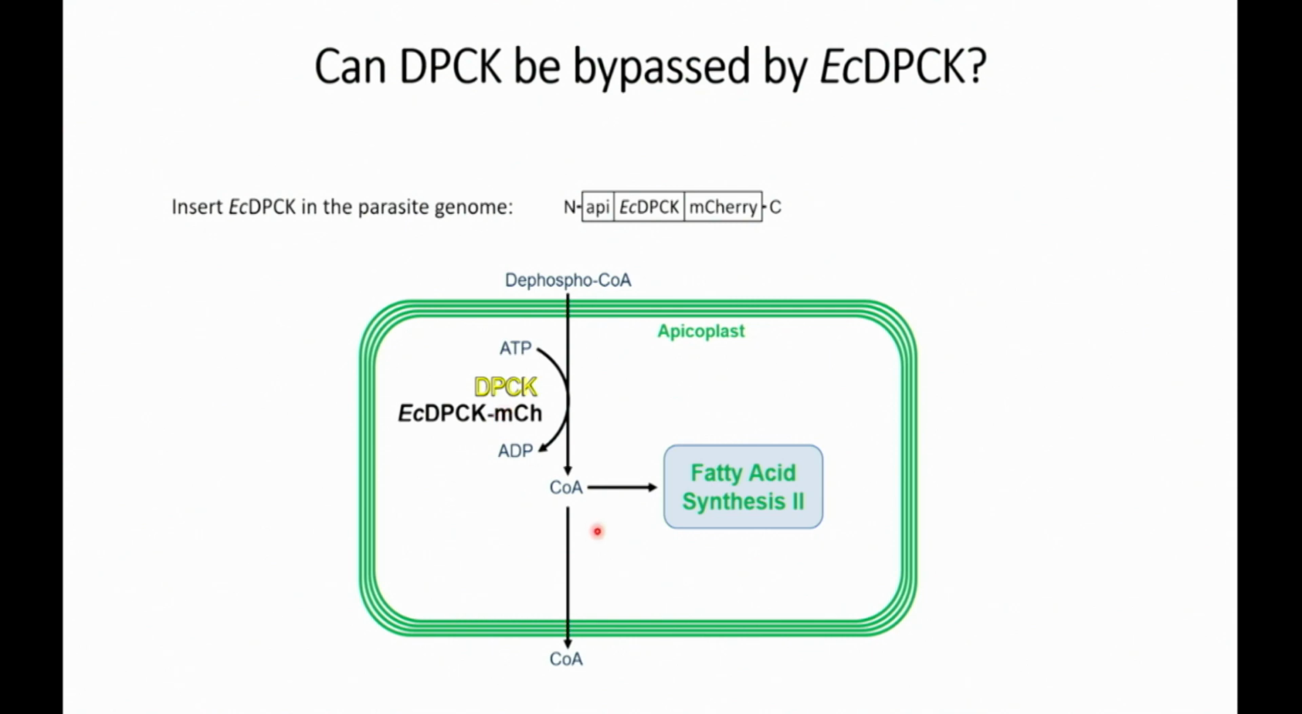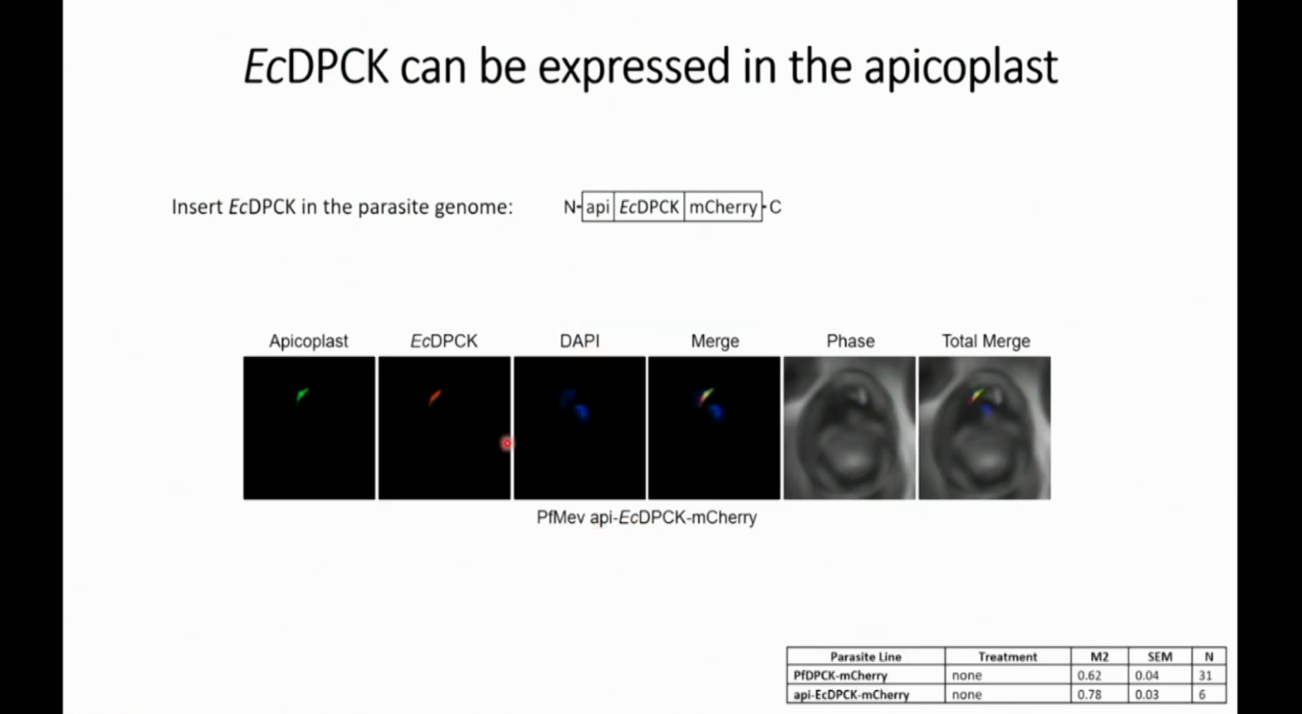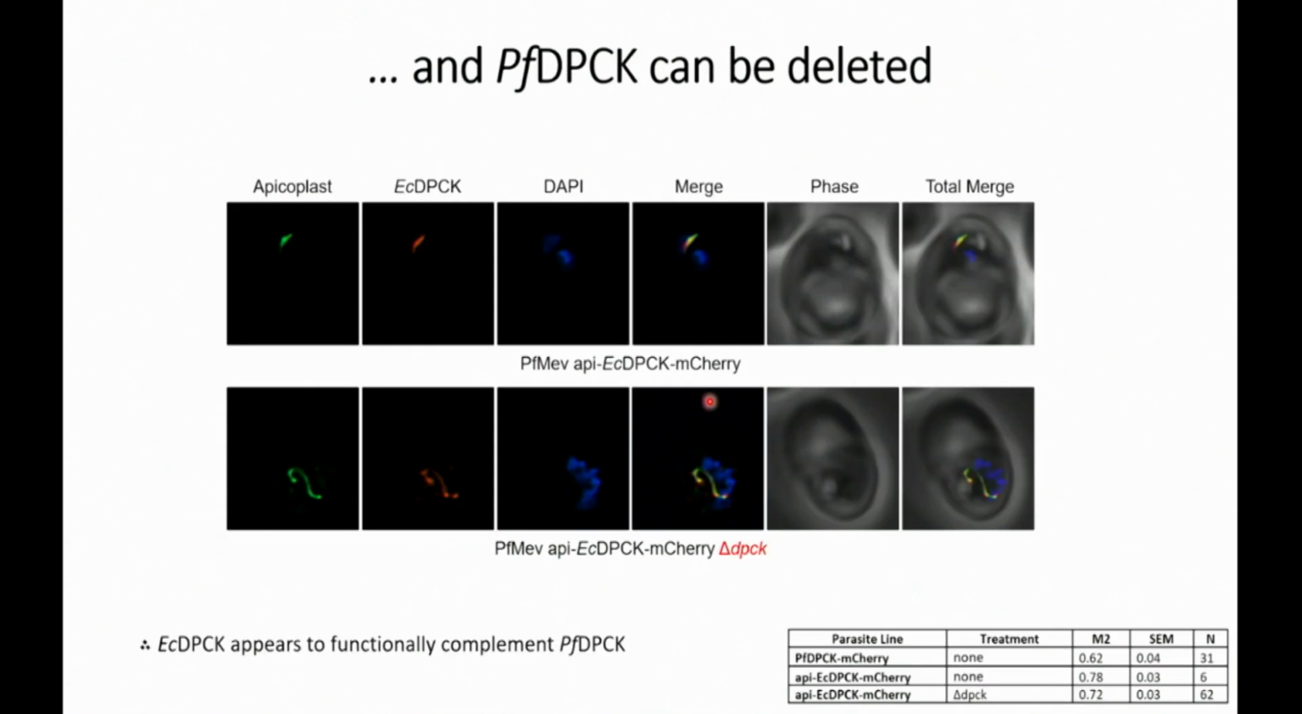And in this line, we can see that indeed the E. coli DPCK is expressed, and that it co-localizes as intended with the apicoplast. So it looks like we've successfully sent it to the apicoplast. And this line now allows us to attempt to delete the parasite DPCK. And so we were able to do that in this line. So here's the knock-in line, and here's the knock-in line with the E. coli enzyme, but with the parasite enzyme deleted.